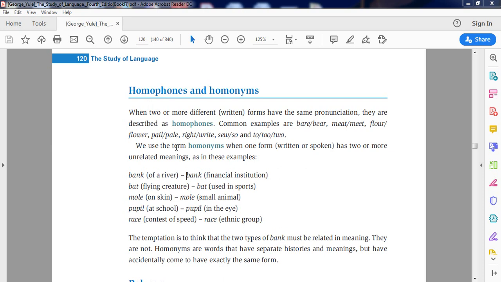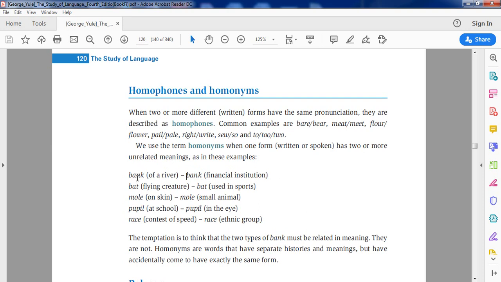Homonyms: one form has two or more unrelated meanings. And actually, this is something very important. Why? When we discuss polysemy in the next section, we have to be careful. So one form has two or more unrelated meanings.